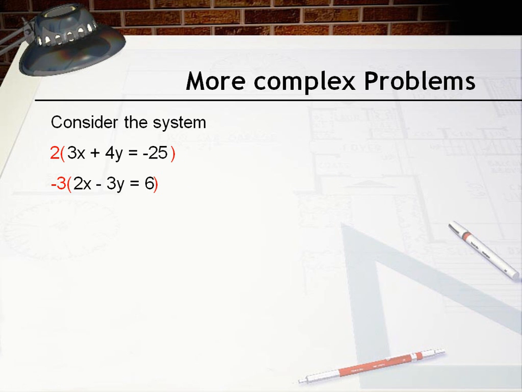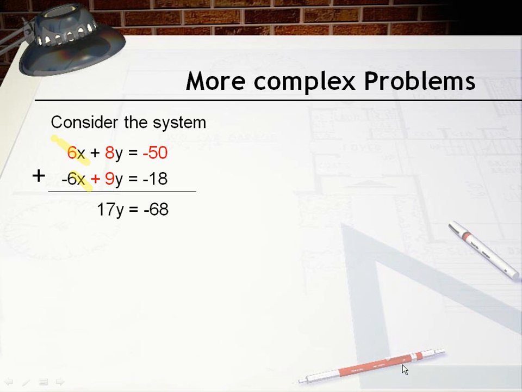If you multiply the first equation by 2 and the next equation by negative 3, you'll get 6x plus 8y equals negative 50, and negative 6x plus 9y equals negative 18. And once you add it together, the x's will cancel out. And you get 17y equals negative 68. Alright, then you would just divide by 17 and get y equals negative 4.